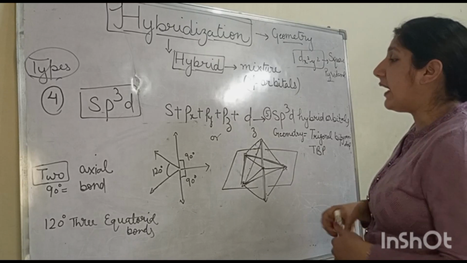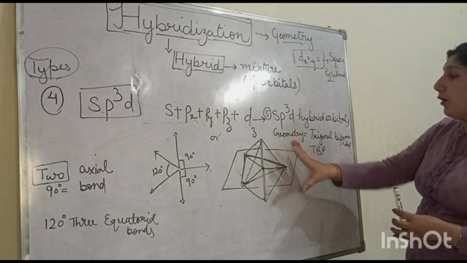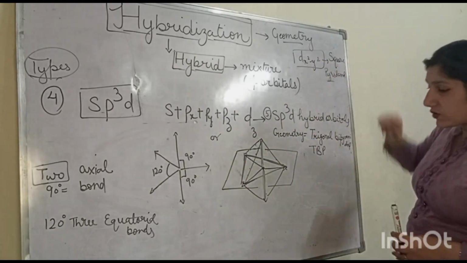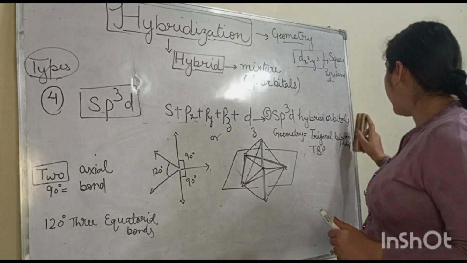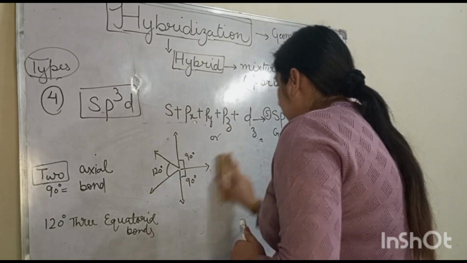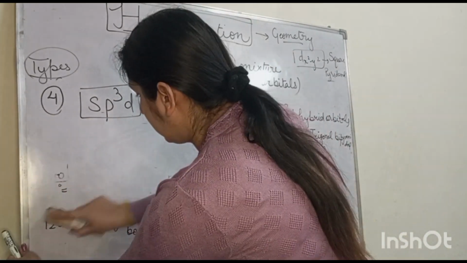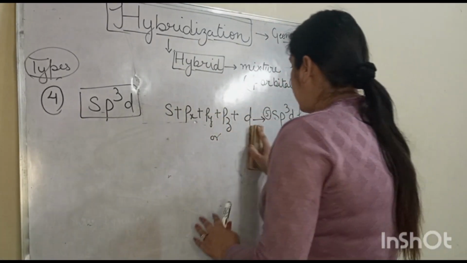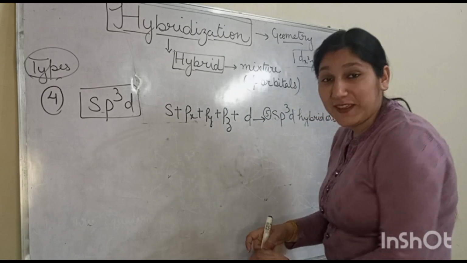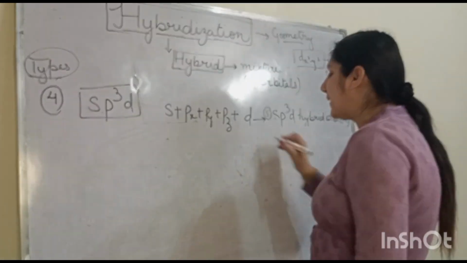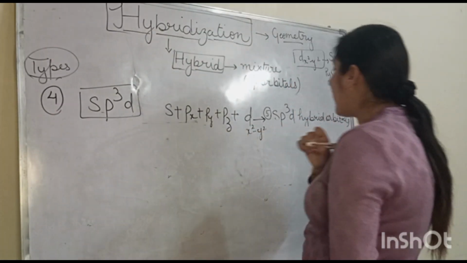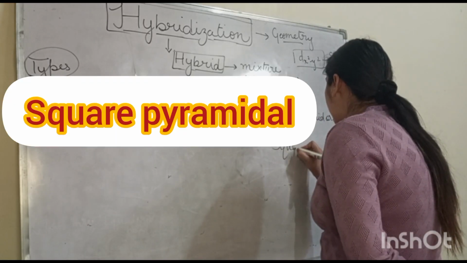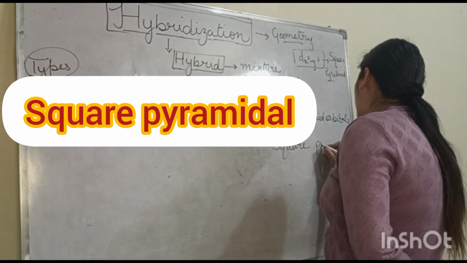Now, I will tell you what will be the geometry of the molecule if instead of dz orbital, dx square y square orbital combines. For that, I have to erase this geometry structure. Yes, students. Now, if instead of dz orbital, dx square y square combines, then the resulting geometry will be square pyramidal. Square pyramidal.